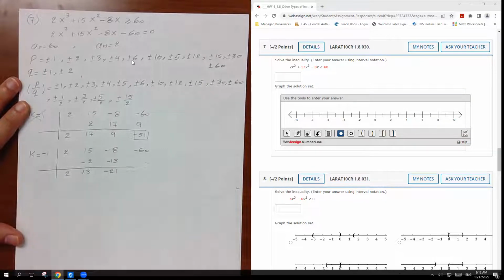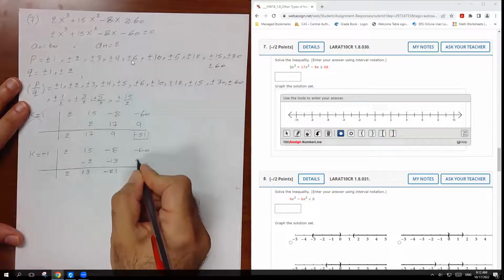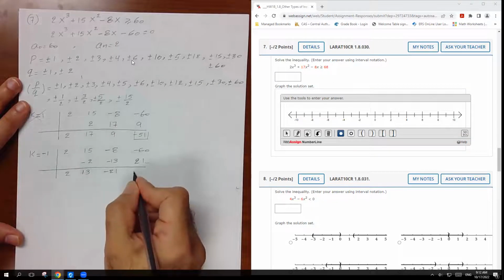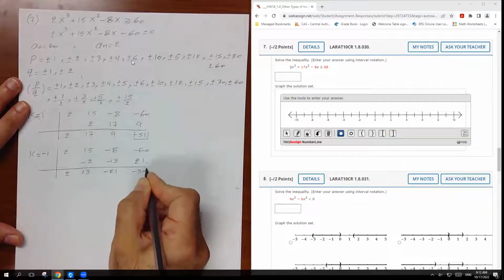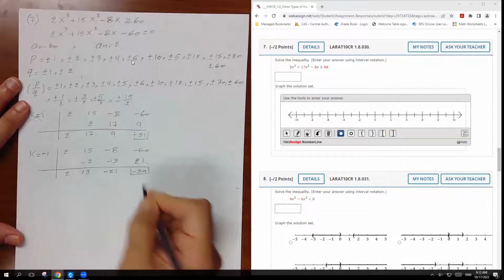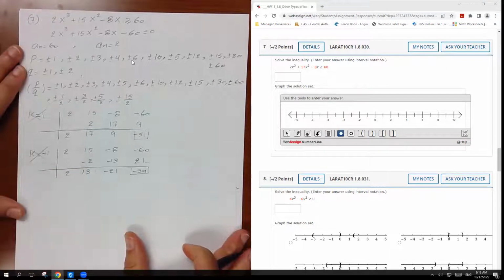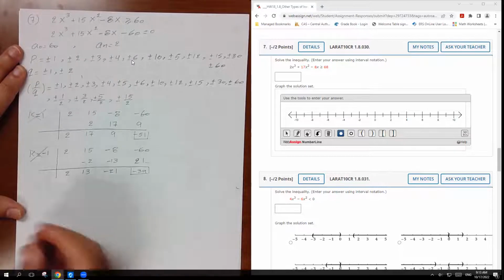Multiply these two numbers, it's going to be +21. And add these two numbers, it's going to be -39. Also, -39 is not equal to 0. So I'm not going to choose k equal -1. I'm going to move to the next one. I'm going to choose k equal 2.